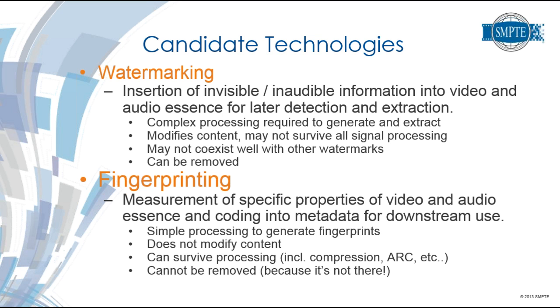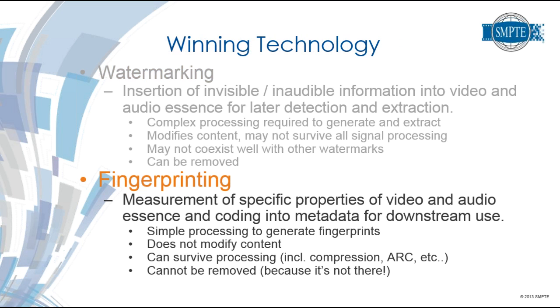Again, it's not there. As long as you have the essence, you can apply the algorithms and extract the fingerprints from the essence. Well, I shouldn't say extract because it's going to make you think about watermarks, but observe and record the chosen artifacts from the essence. You don't actually need it to be in the essence. You simply take the essence at any given point and you extract these. And again, extract is the wrong word. You measure these. So the winning technology we chose was fingerprinting.